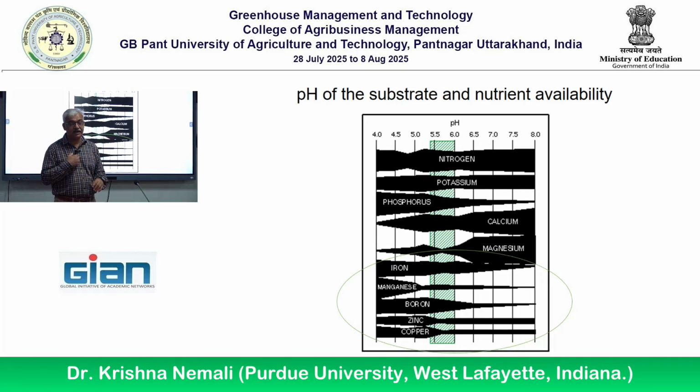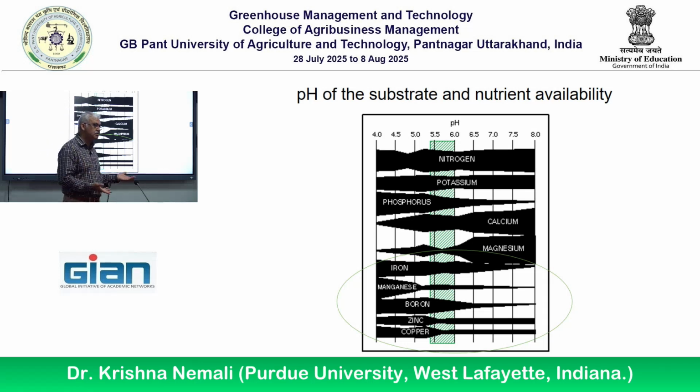I have seen in many lettuce trials and spinach trials, they actually can do well even up to 7, but there is always something on the fringes, right? This is the rule of thumb, 5.5 to 6.2, as long as you maintain that solution pH.